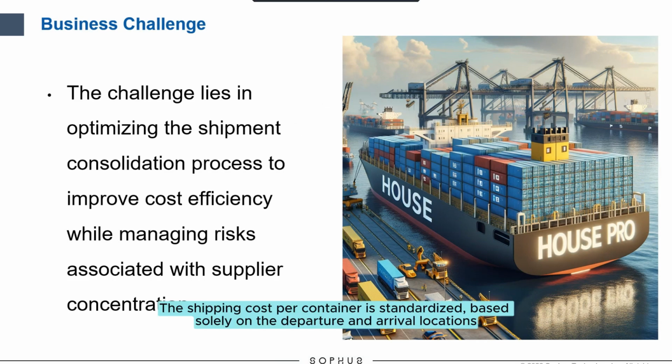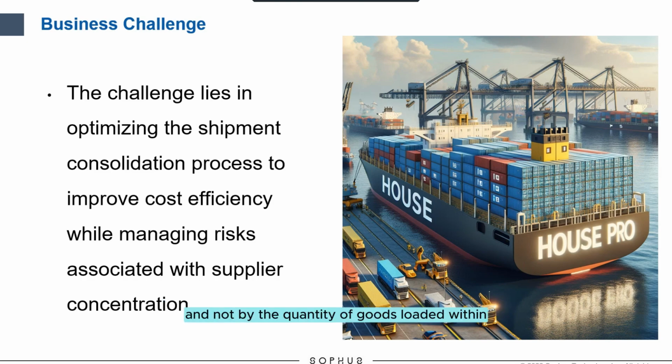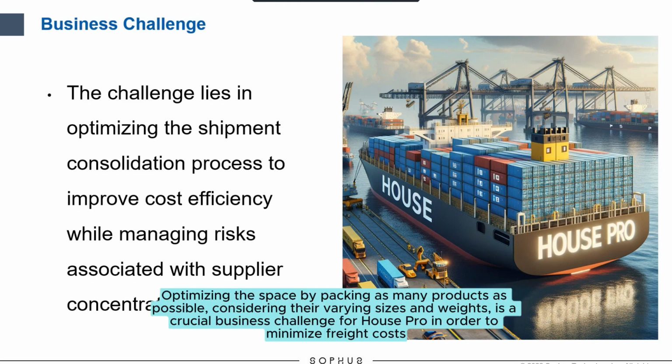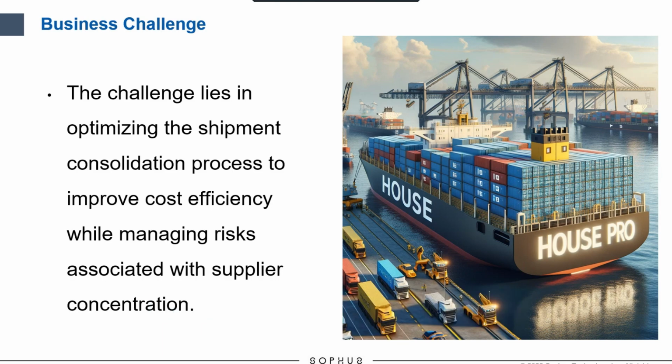The shipping cost per container is standardized, based solely on the departure and arrival locations, and not on the quantity of goods loaded within. However, each container is subject to capacity constraints, with a maximum of 30 cubic meters and 30,000 kilograms. Optimizing the space by packing as many products as possible, considering their varying sizes and weights, is a crucial business challenge for House Pro in order to minimize freight costs.